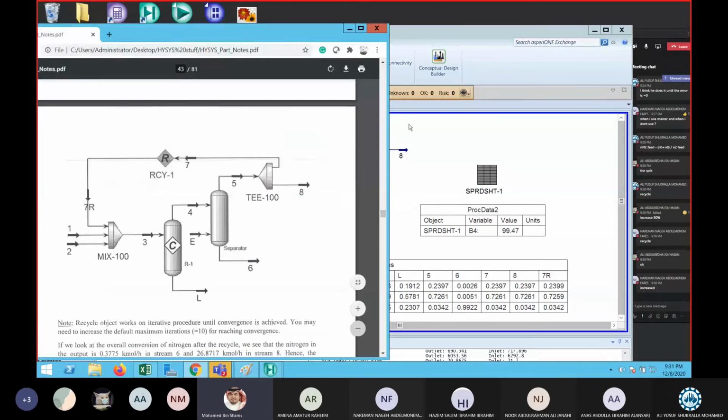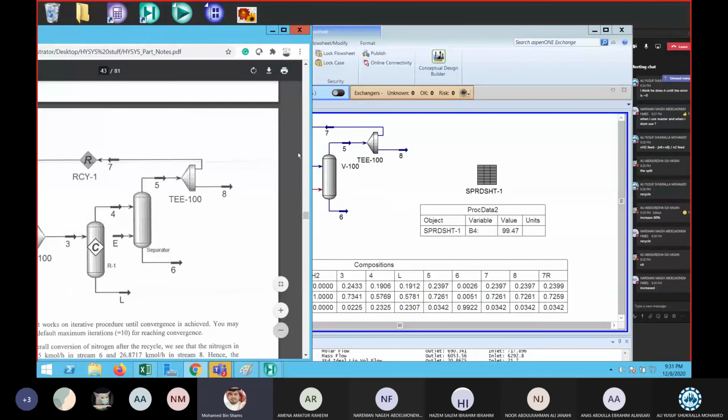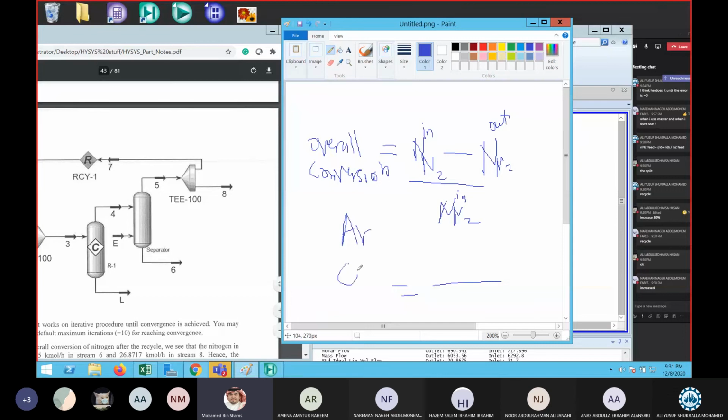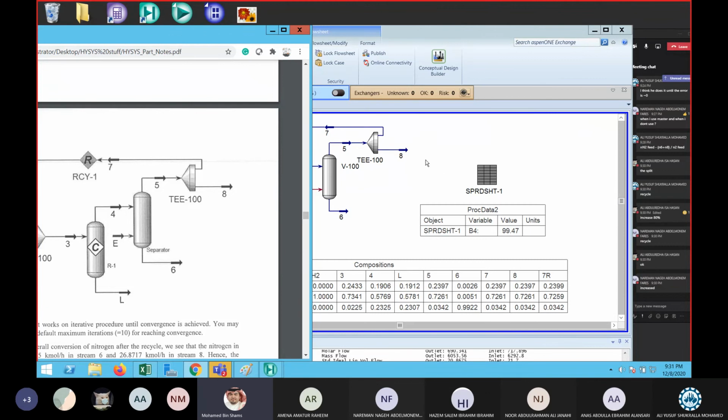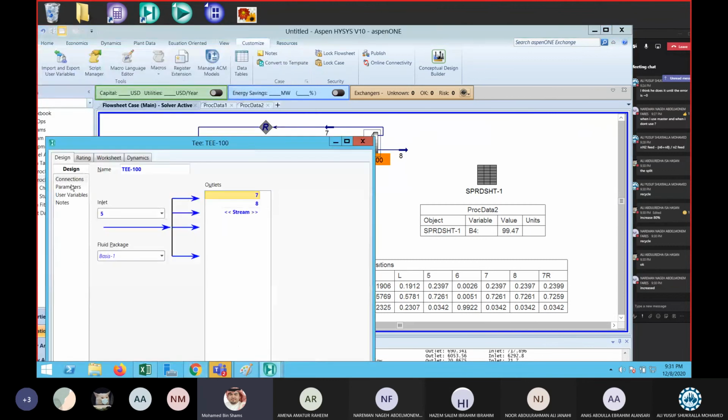But you know that you have inert, so you cannot go with 100% recycle. The nitrogen in the air always comes with argon. You know the element argon exists in air, CO2 also exists in air. So these are inerts, they all exist. So you will never have 100% like what I did now.